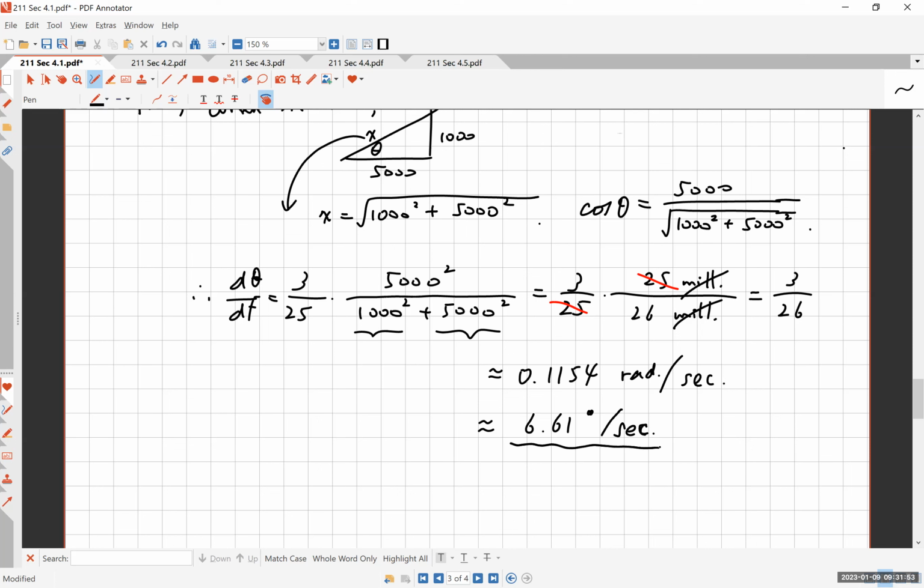And, you know, even the rocket scientists use degrees when they are looking at the angle of elevation. So it is appropriate to actually write this as an answer, even though radians is a completely fine answer for this calculus question, because again, in calculus, we use radians. But if you're looking for a practical meaning of it, so you can communicate to the general audience in public, you could say that the angle is increasing at 6.61 degrees per second.